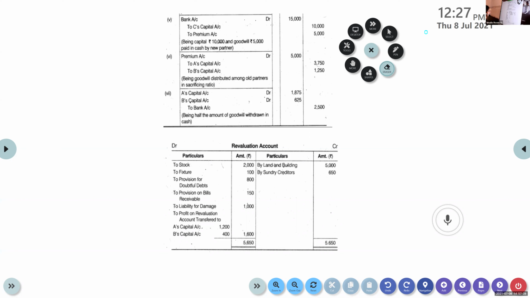Over. Now balance it. You get profit. The credit side is more, the debit side is less, so the balancing figure will come on the debit side. That is profit. And in which ratio do we share this? Revaluation profit is shared in which ratio? Old ratio. Okay, right. Old ratio.